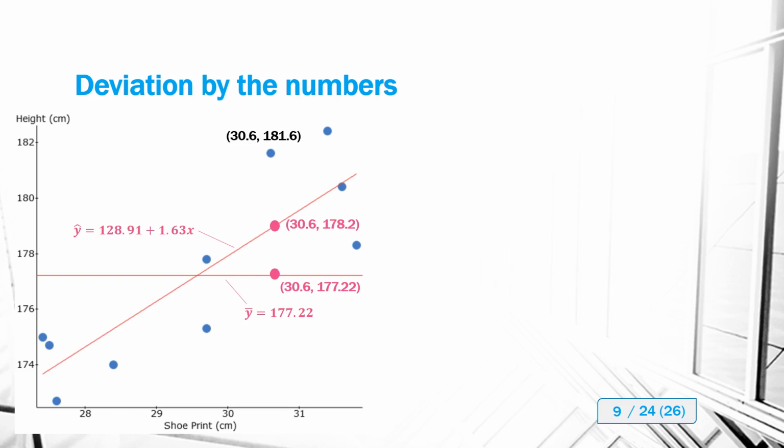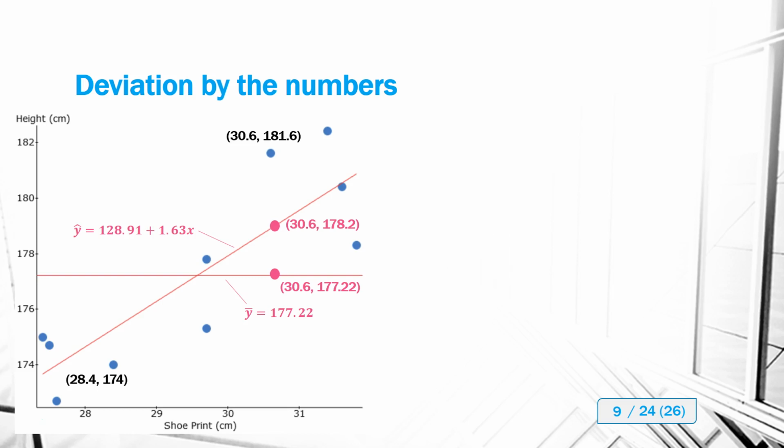Okay, the X value stays the same, and the Y value is set by the mean value. It's a horizontal line, so all the Y values for every point on the line are going to be the same, 177.22.